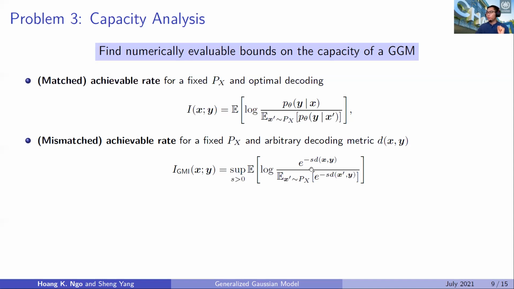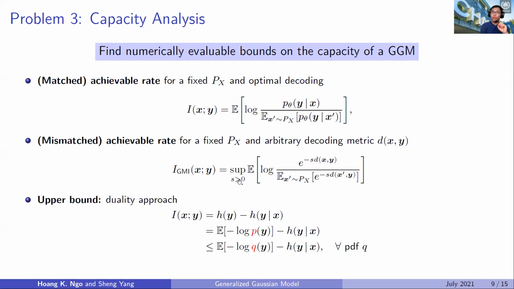So here in the expression, the likelihood function of the output given the input is replaced by e to the s times the metric that we use. So here any parameter s that is larger than 0 will give us a valid lower bound on the channel capacity. Now to find an upper bound on the capacity, we use the duality approach.